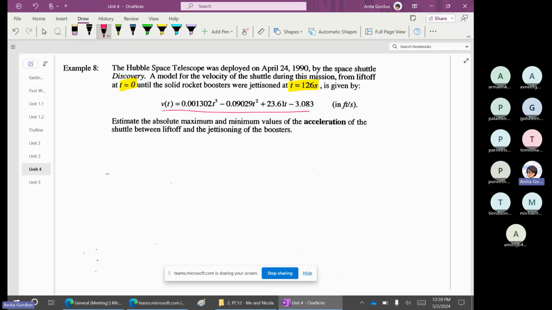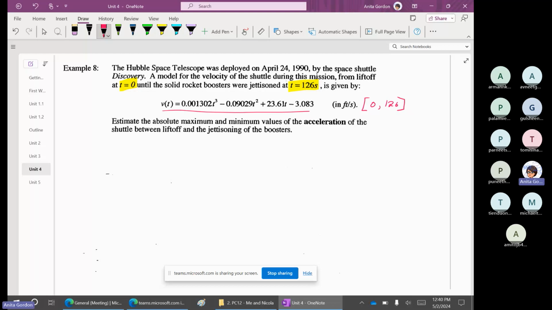So they've given us a function of velocity, and what we are looking at is the interval inclusive of 0 and 126. So although this is ugly, this is not new, right? This is still a cubic equation. We know how to do derivatives. This is now very much a calculator question, so be very careful when you're typing these numbers in.